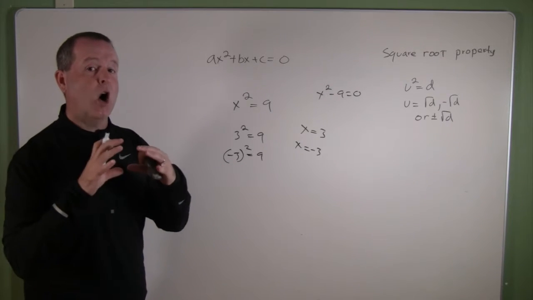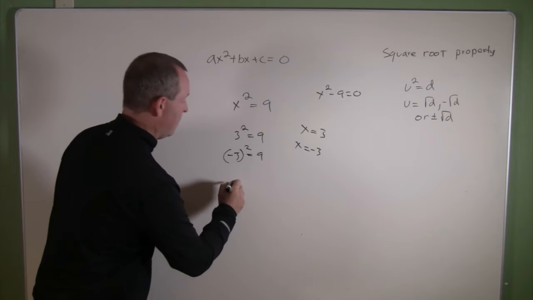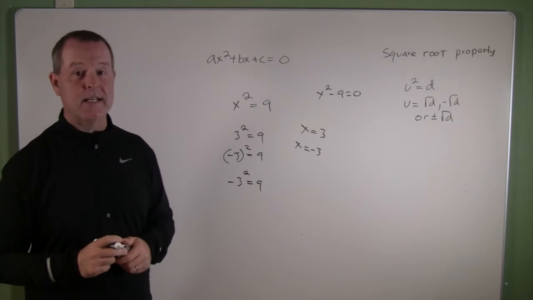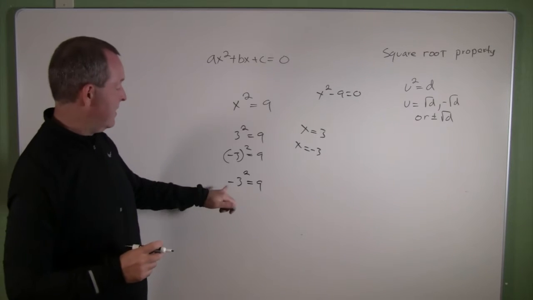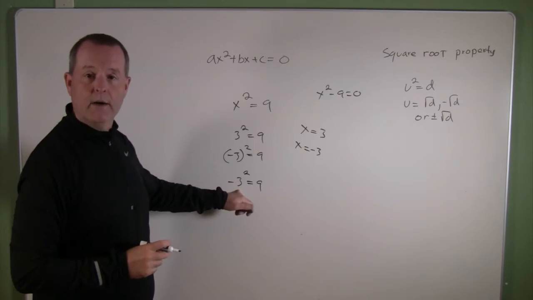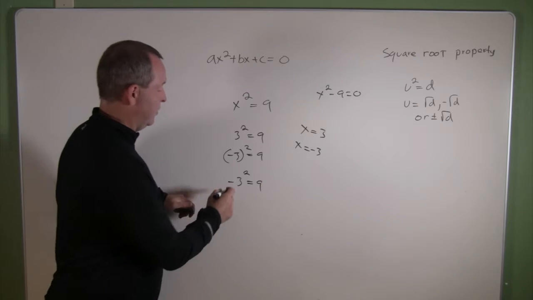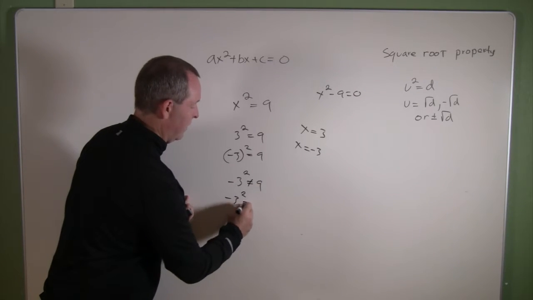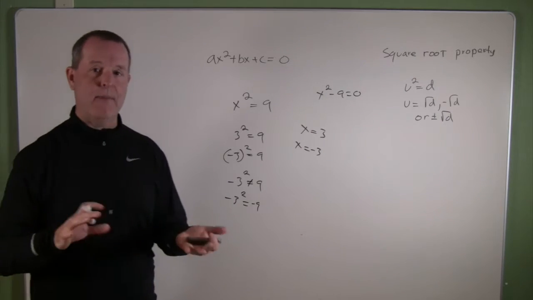And notice how I wrote that. I wrote the negative 3 all in the parentheses. I did not write it without them, because that is not a true statement. Negative 3 squared equals a 9. That's not true. That equals negative 3 to the square equals a negative 9. So understand the power of the parentheses.